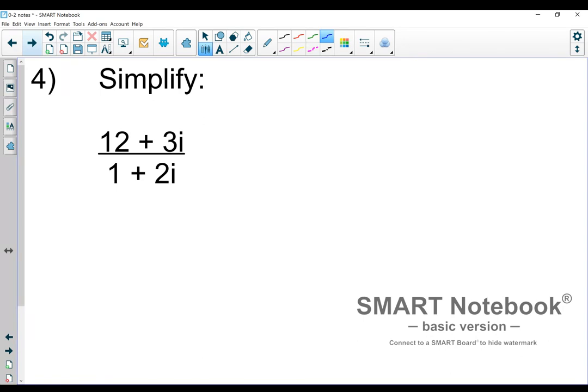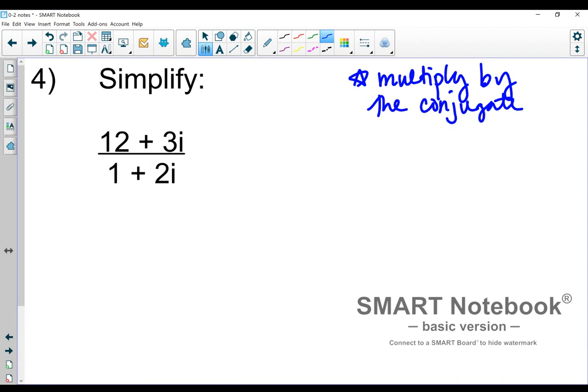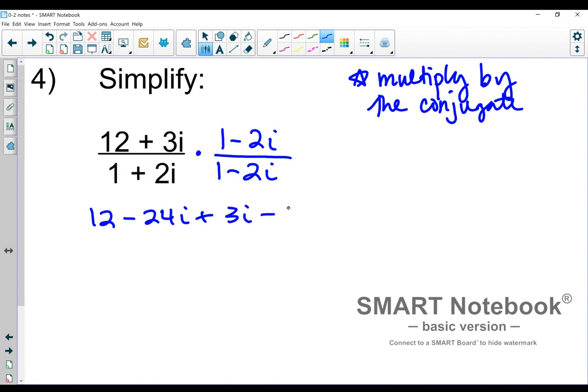On 4, to simplify, I want to multiply by the conjugate. So the conjugate is if I take my denominator and I keep the 1 and I keep the 2i, but I'm going to switch the sign. So I'm going to multiply by 1 minus 2i over 1 minus 2i. So now in my numerator, I have 12 minus 24i plus 3i minus 6i squared.